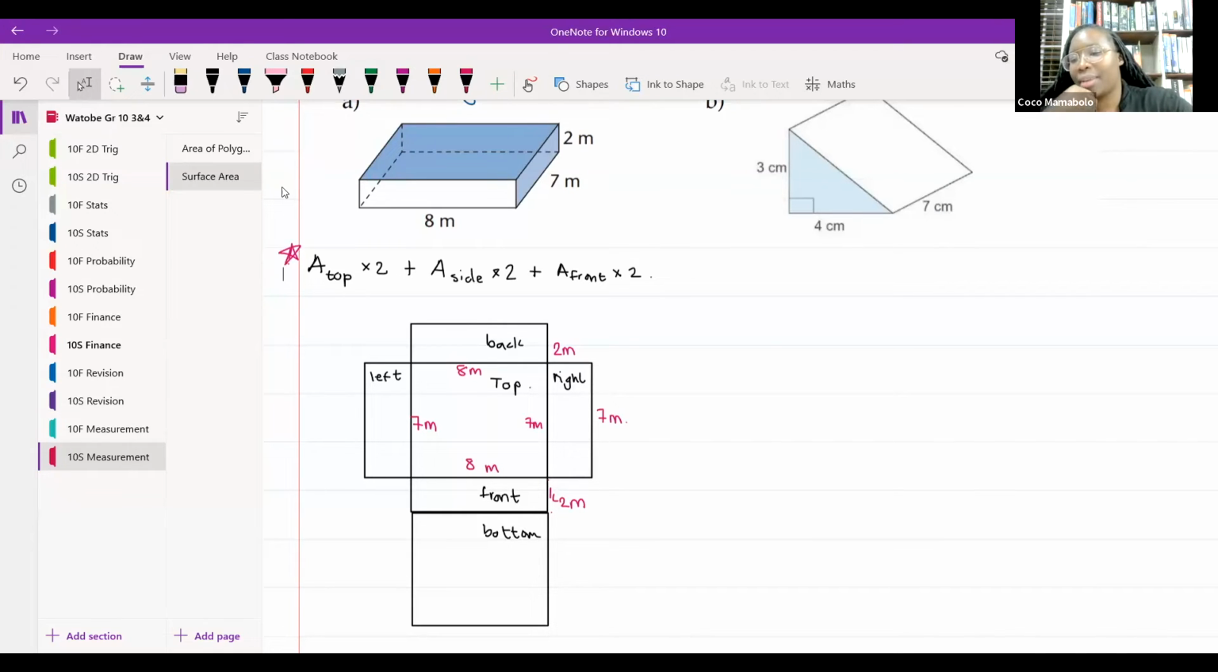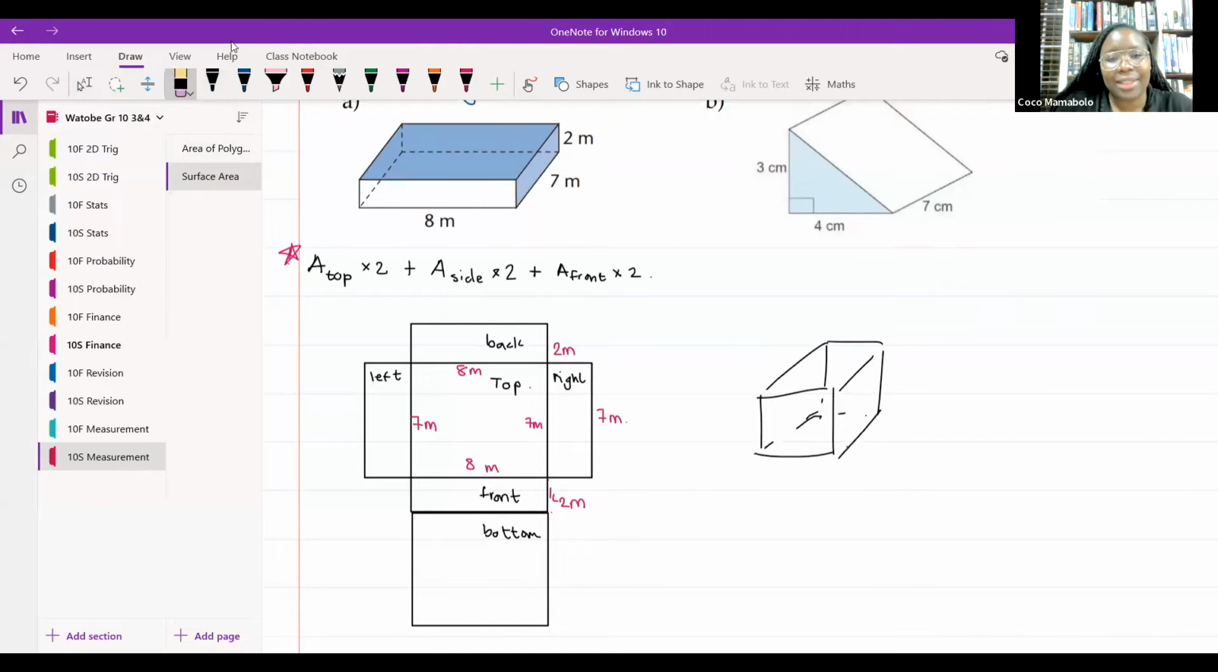Akwando says, can't we just times the sides with however many sides there are? Akwando, yes, we can, if we had a cube. If we had a cube, because we know that all the sides of a cube are exactly the same, yes, we can just calculate for one side and multiply by 6.